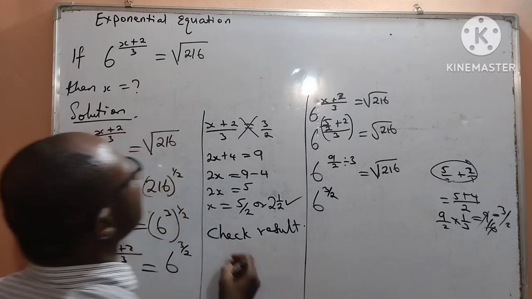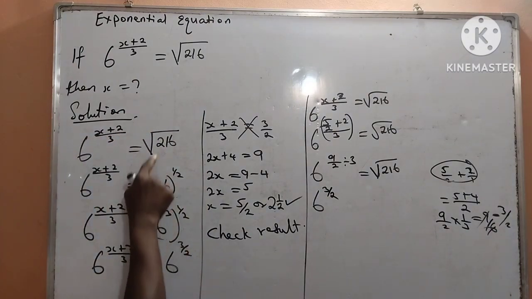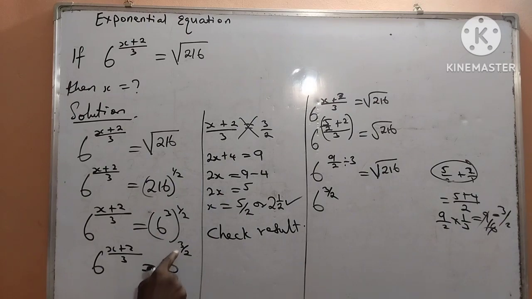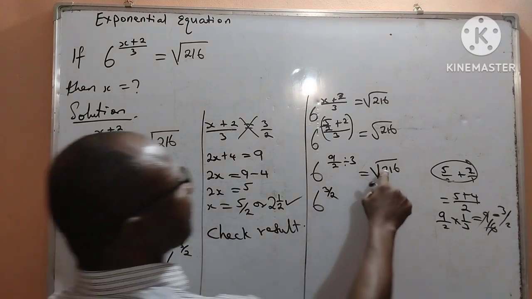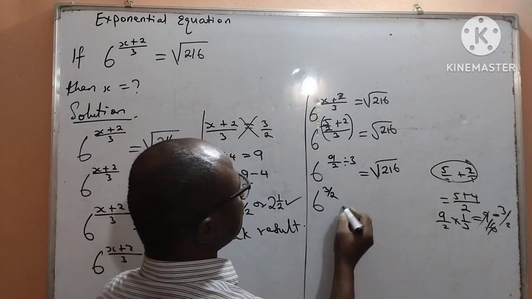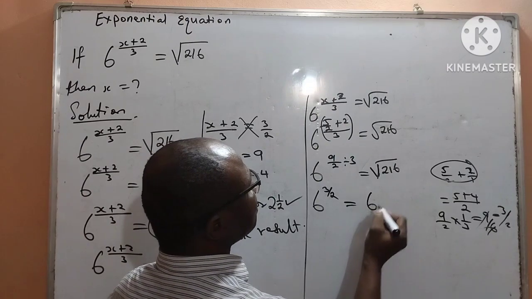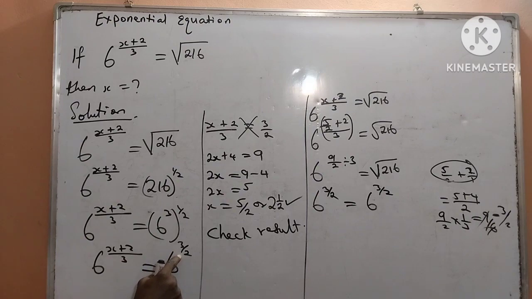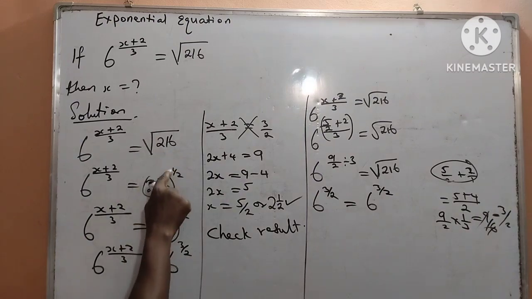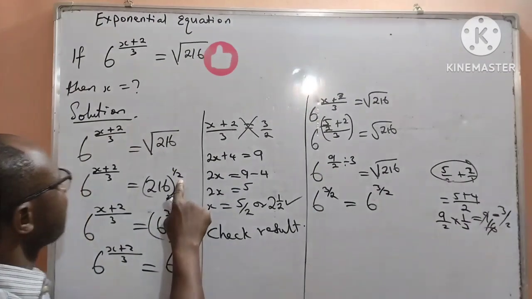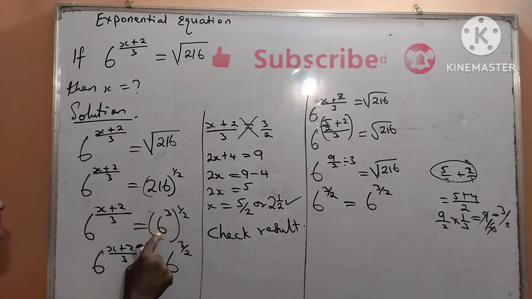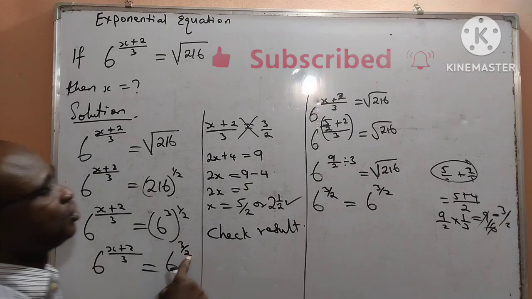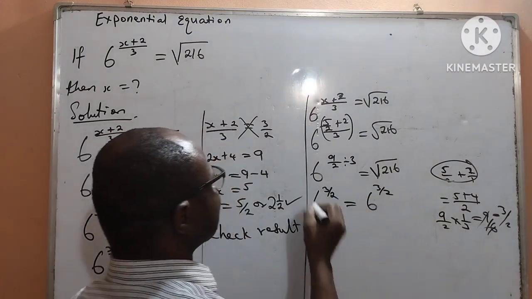But you can agree with me that from here, when we simplify the square root of 216, we got it as 6 raised to the power 3 over 2. Therefore, square root of 216 is the same thing as 6 raised to the power 3 over 2. As we can see from this point, that square root is the same thing as raised to the power half, and then 216 is the same thing as 6 raised to the power 3, and 3 times half is 3 over 2. So that is what we have on the right hand side.